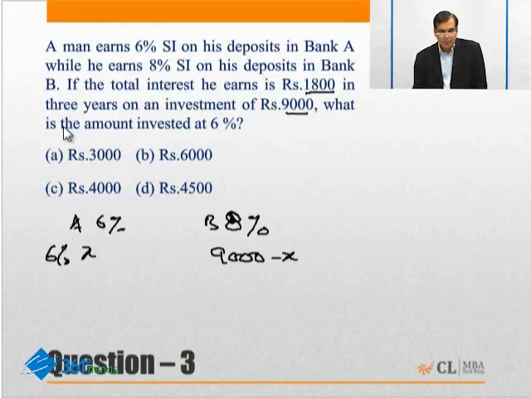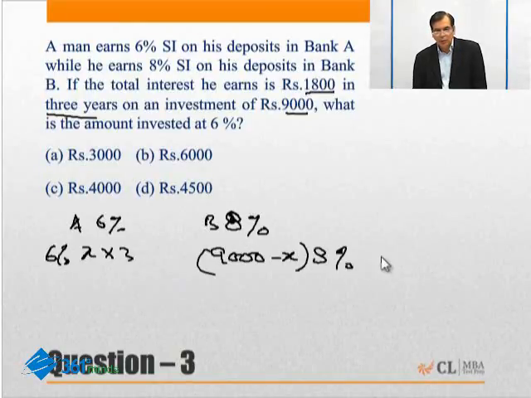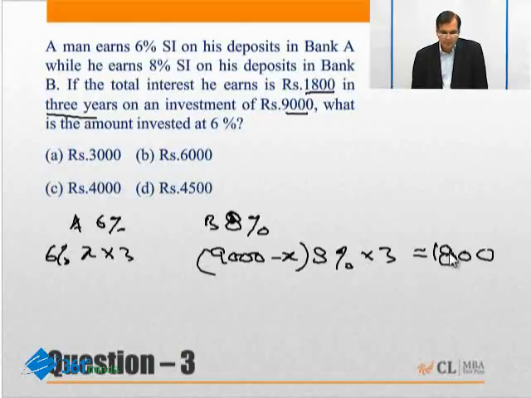For 3 years into 3, and 8% of 9000 minus X into 3. How much is this equal to? This is equal to 1800. From here you can get X. Simple method, not too much of a problem. You calculate the interest on both the years, both the banks, and you get the value of X, and then you can get the answer.